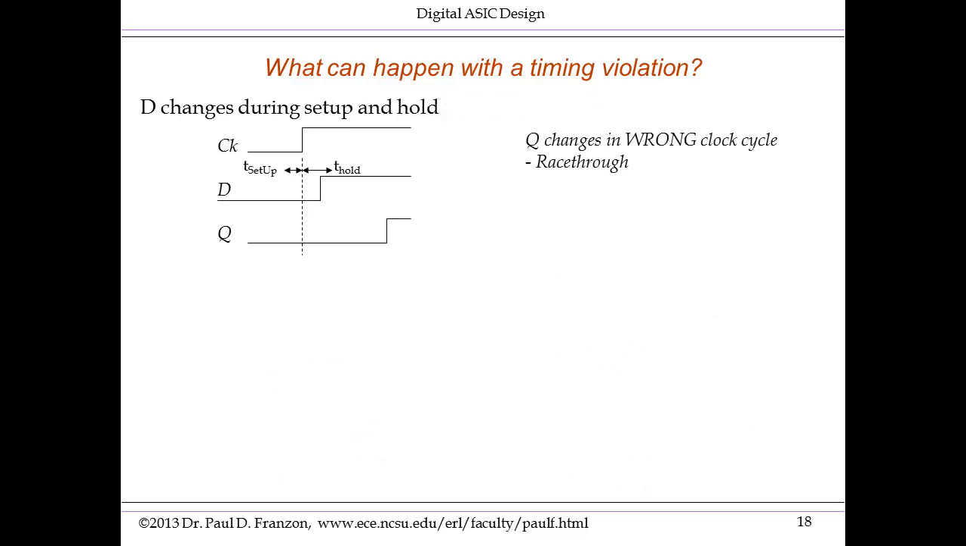Another possibility, if D changes during the hold period, is that the flip-flop operates correctly, but now look at what's happened. The change in D is leading to a race through in the flip-flop, and we'll see this in a moment when we look at hold violations.